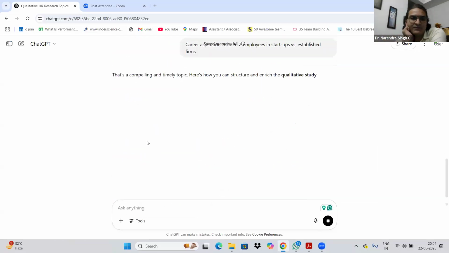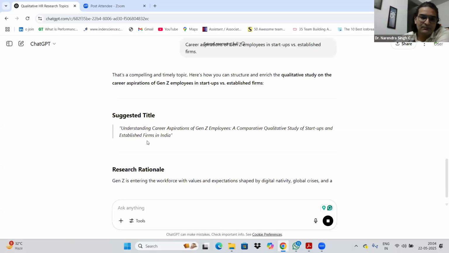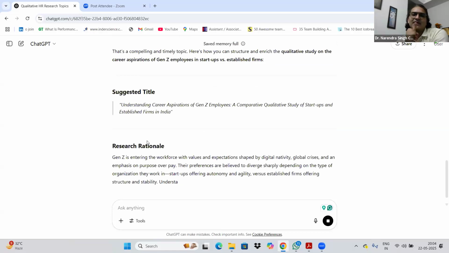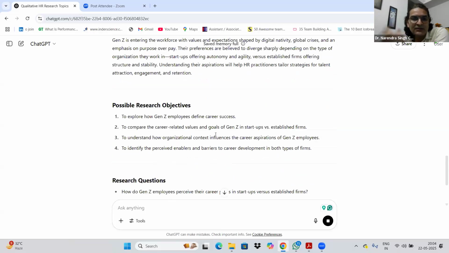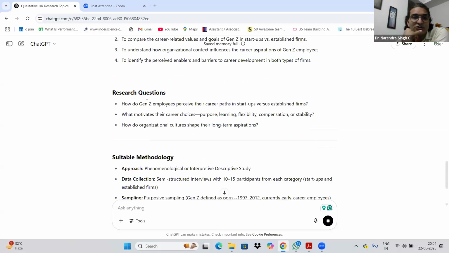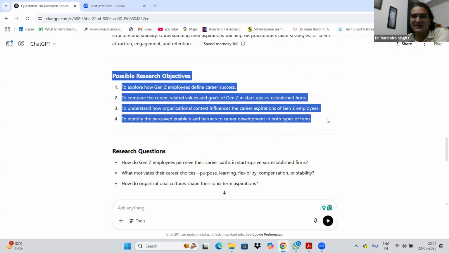Now I am picking this up. This is a compelling and timely topic. It is giving a comparative qualitative study of startups and established firms in India. Can I do that? Yes, I can do that. But is it possible? These could be the research objectives, and these could be the research questions. To explore how Gen Z and all that compare. These are possible research objectives.